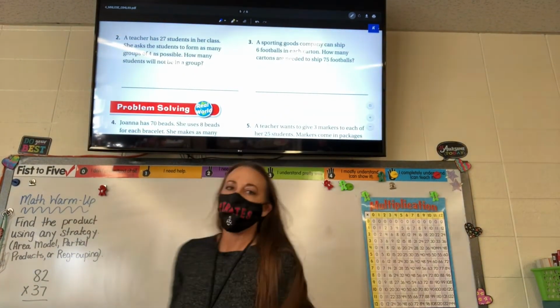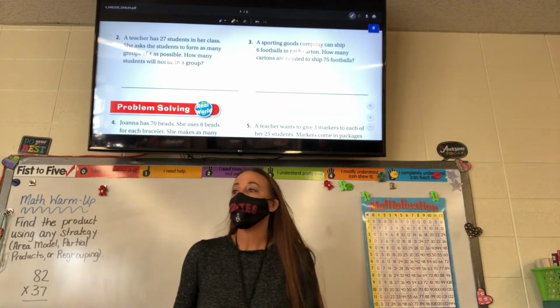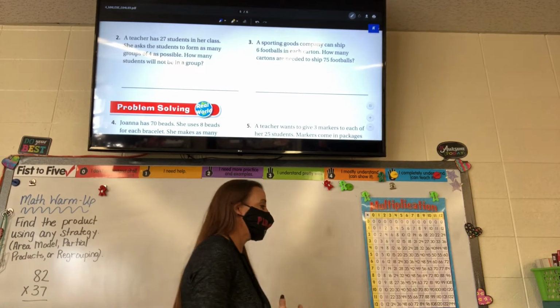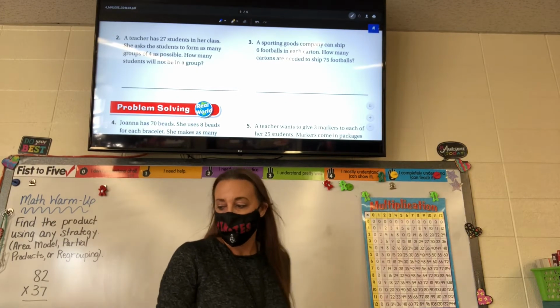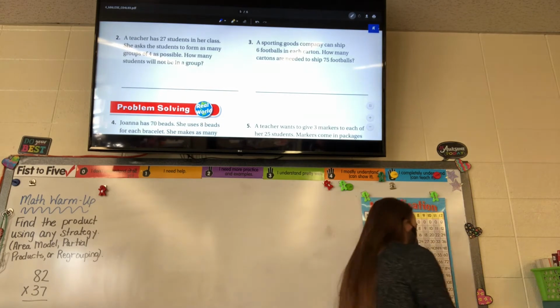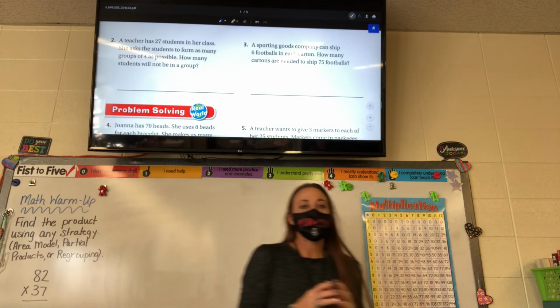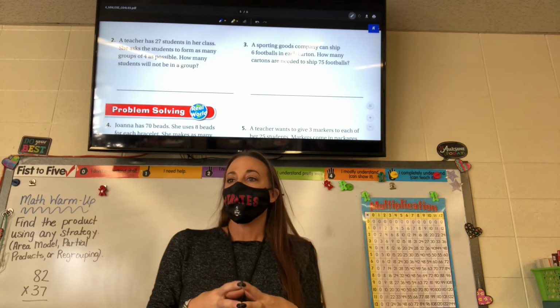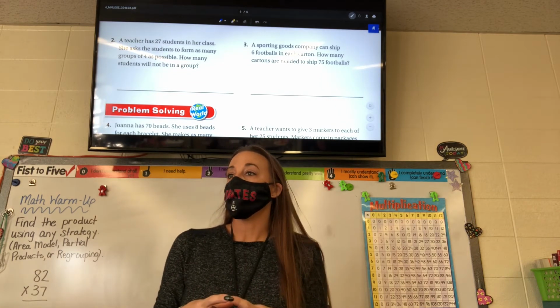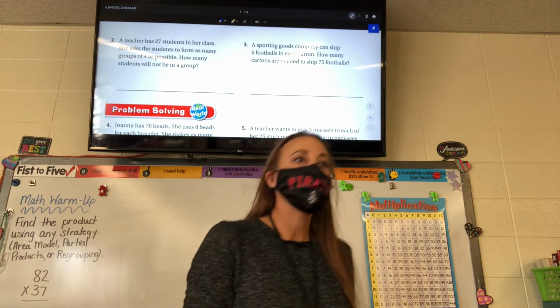Right, so today we are interpreting remainders, and this is lesson 4.3. You have just worked with partners on these problems, and now we're going to talk through them together and see how you did.